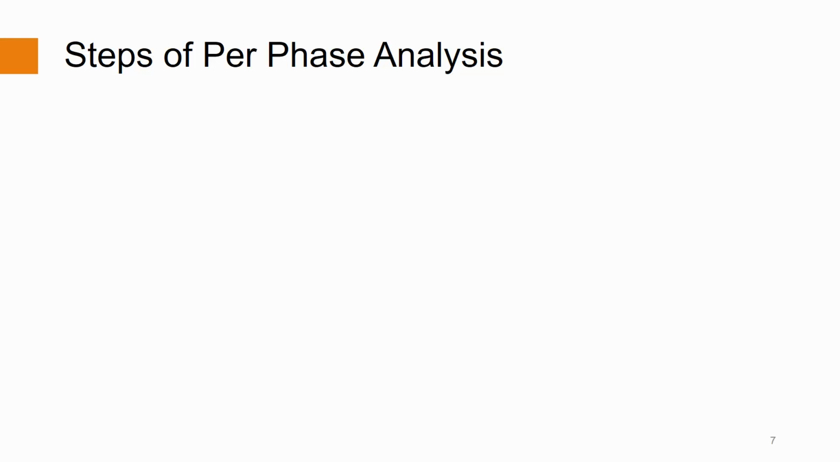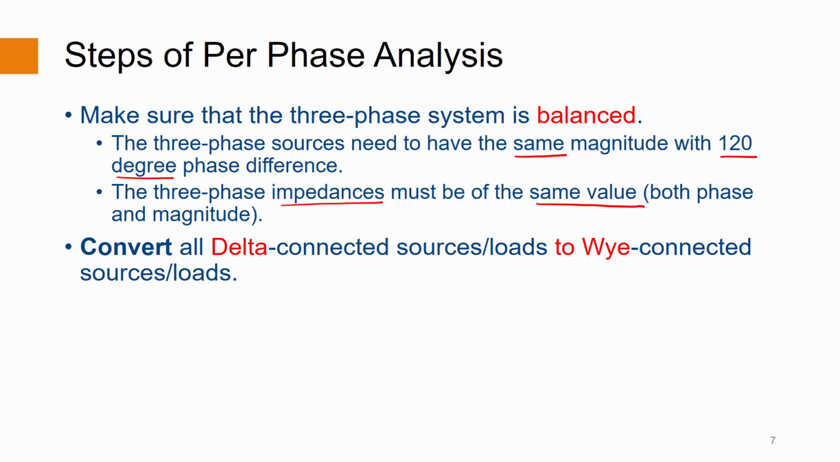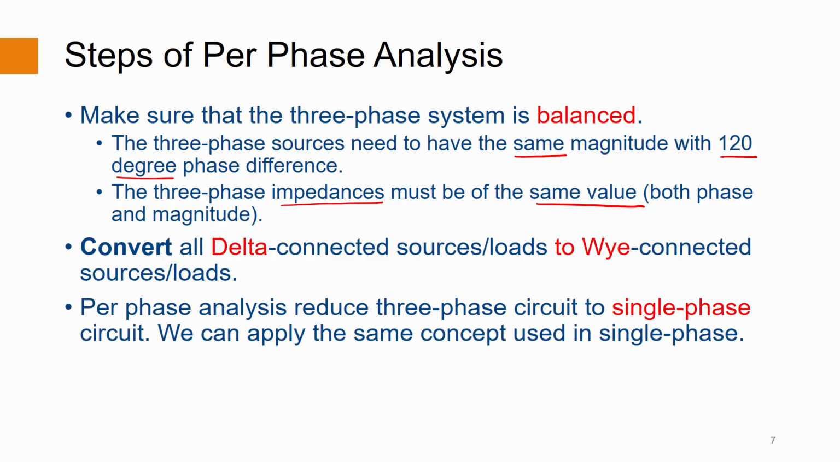First, make sure that the three-phase system is balanced. That is, the three-phase sources need to have the same magnitude with 120-degree phase difference. And also, the three-phase impedances must be of the same value, both phase and magnitude. Next, convert all delta connected sources and loads to their corresponding Y connected sources and loads. This reduces the three-phase circuit to a single-phase circuit. We can apply the same concept used in single phase to solve for this three-phase circuit now.